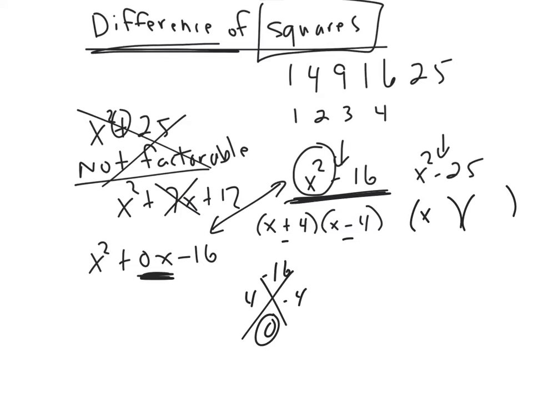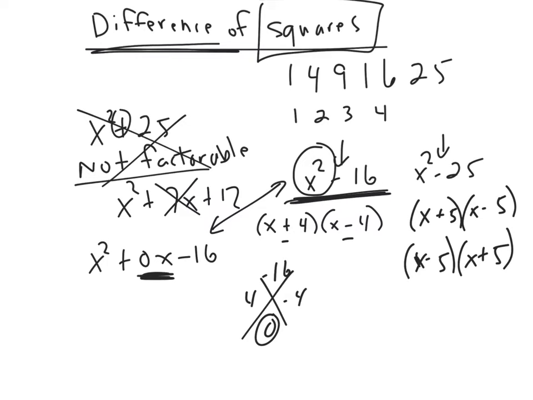So the same thing here. I'm going to take the square root of x squared, which is x, and the square root of 25 is 5. And I have one plus and one minus. And it doesn't matter, I could write it x minus 5, x plus 5. The order of the two parentheses is not important.